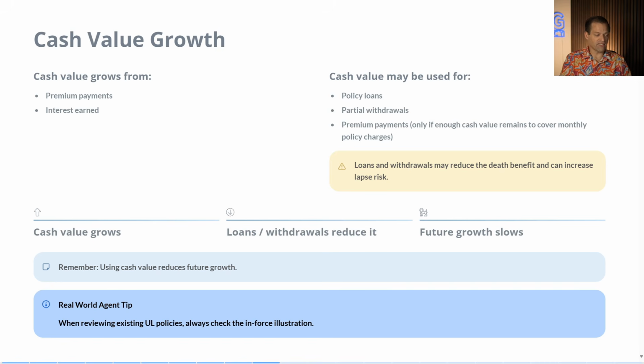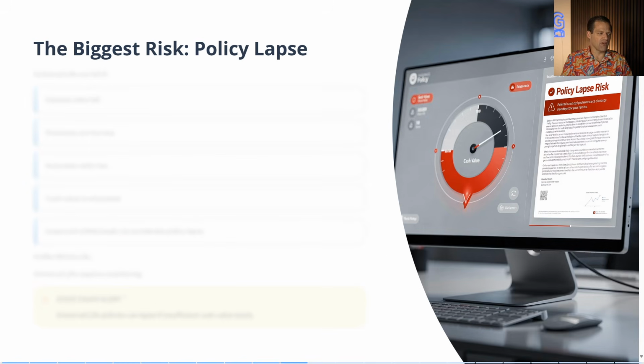And when reviewing existing universal life plans, always check the in-force illustration. That's actually a really good pro tip because it'll tell you what's to come and what will happen at the current minimum illustrated rate, or what it actually is at, and where they can expect cash value to go. So that's the biggest risk with universal life: improperly designed, they can fail well in advance of what their intended use was.